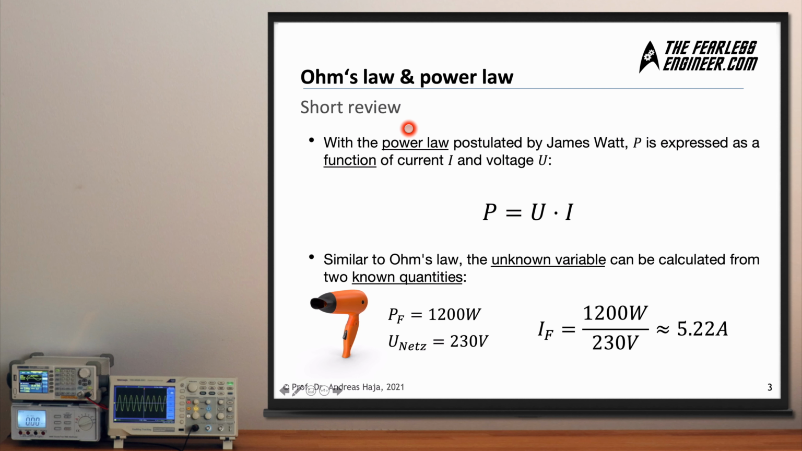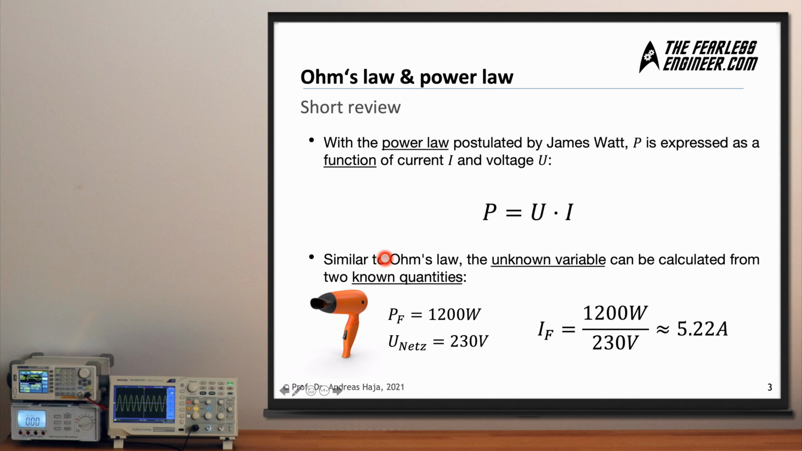Now, before we dive into the new concepts in this video, let's quickly recap some items from previous videos which we need in order to understand them better. In the video on the power law, we derived this very famous law from scratch, originally postulated by James Watt, the famous English engineer. He expressed the power P as a function of current I and voltage U, and arrived at this very simple form: power P equals voltage times current.